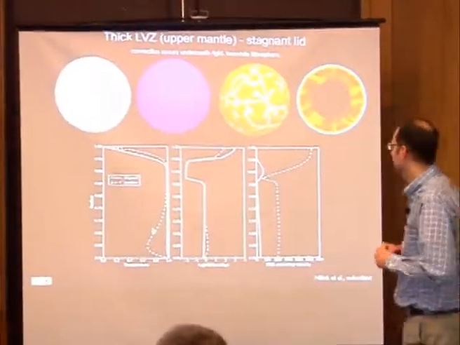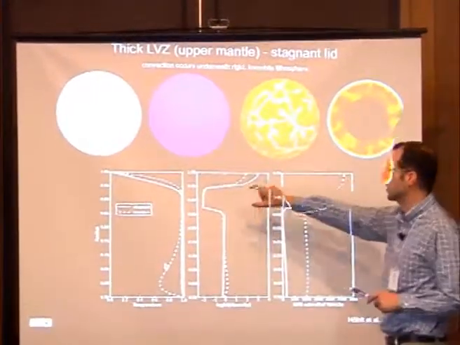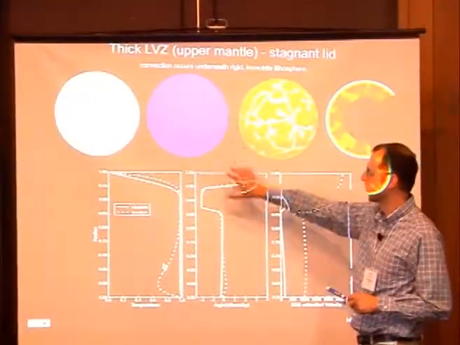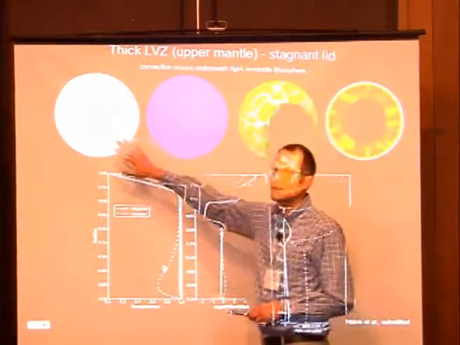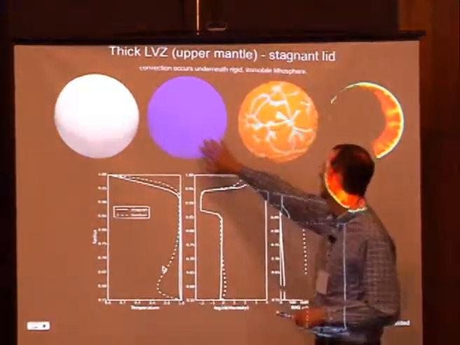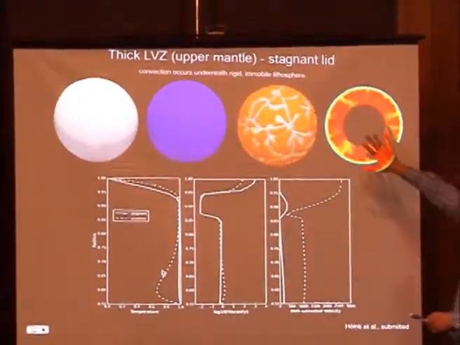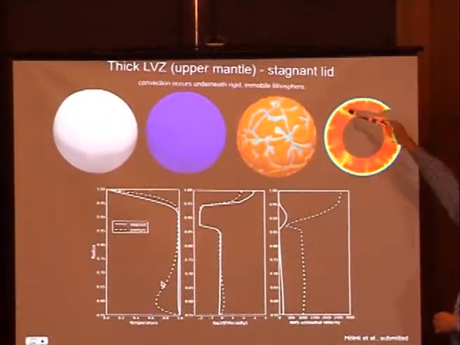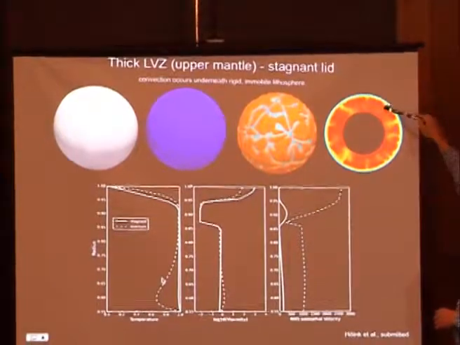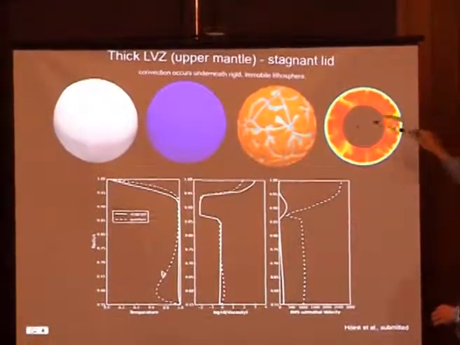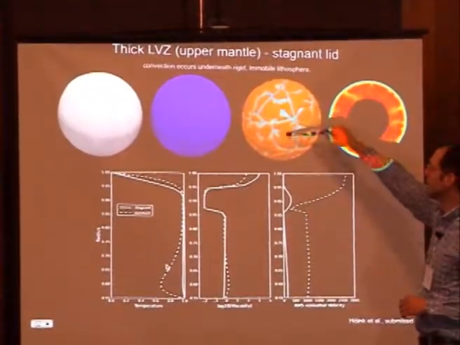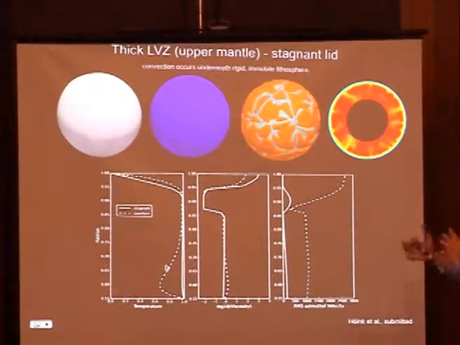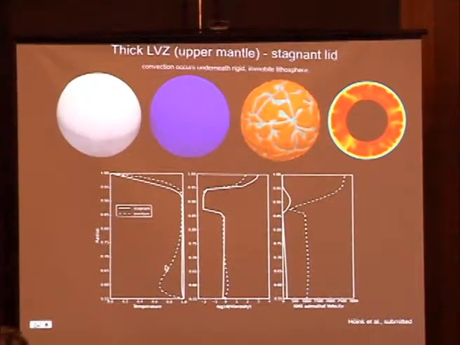So if you increase the thickness of the low viscosity layer, you end up in a system that can look like this. This is a one-plate planet without surface velocities. If you look at the slice through temperature, you see the very thick lithosphere. You see convection is limited to the region below. The surface does not partake. And you can see in these isosurfaces the spatial extent of these convection cells.